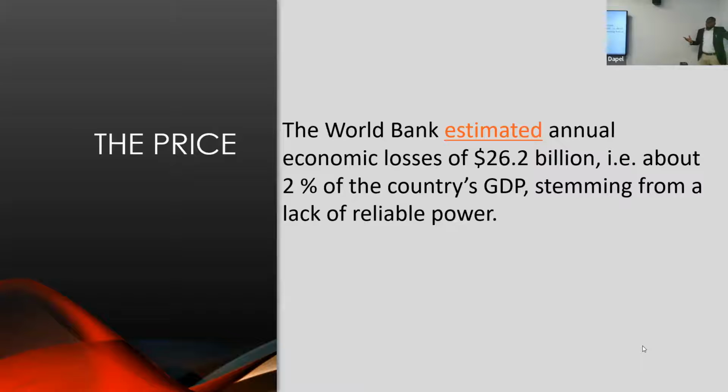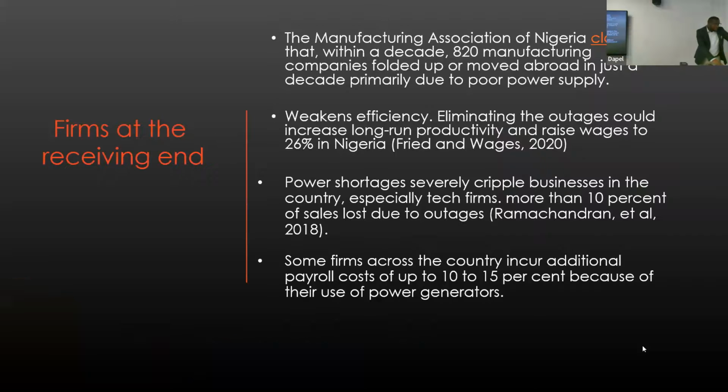Now, the state of the power sector is costing the country a lot, especially businesses. So there was an estimate by the World Bank that about 2% of Nigeria's GDP is lost to the bad state of the power sector. That's one of the economic crises, right? $26 billion a year. Now, firms in the country have been at the receiving end.